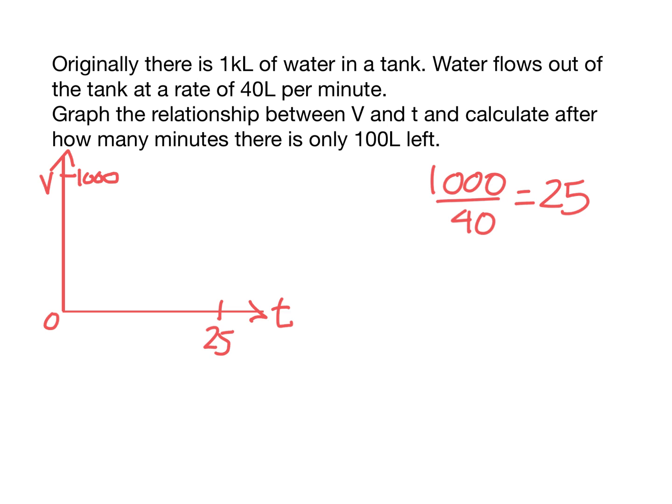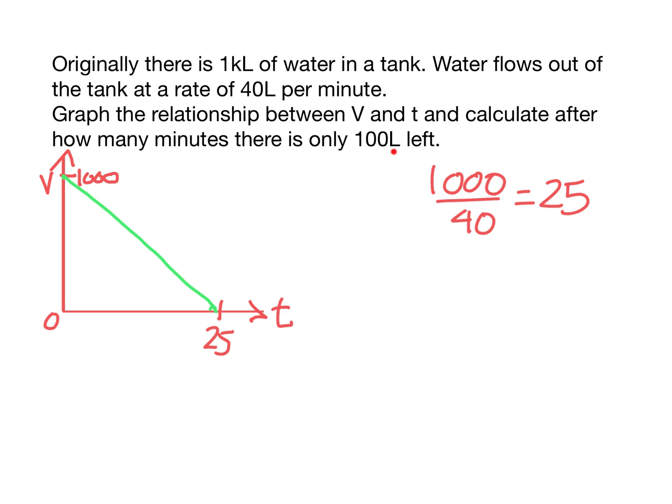Now, because the water is flowing out at a constant rate, which is 40 liters per minute, the rate doesn't change. This graph is going to be a straight line. On this particular graph, I'm not putting any arrows because the graph doesn't continue. You can't have negative time, and here the tank is empty. You can't lose water if the tank is empty. The water won't keep flowing out. That's why the graph stops here. This is actually a line segment rather than a line. So this is what the relationship looks like.